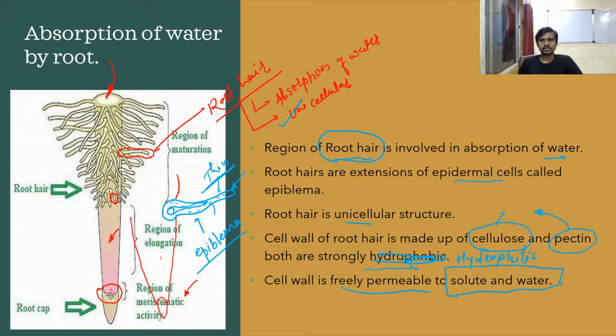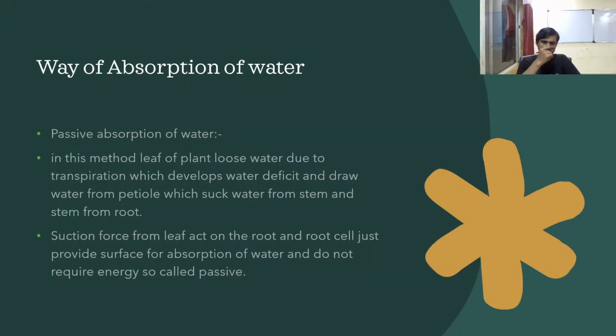It is unicellular, and the cell responsible for the formation of root hair we call epiblema. The root hair cell wall is made up of cellulose and pectin. Both are strongly hydrophilic, so they absorb water, and the cell wall is freely permeable to water and the solute, which is also entering the root hair. These are the properties necessary to understand how water enters the cell.